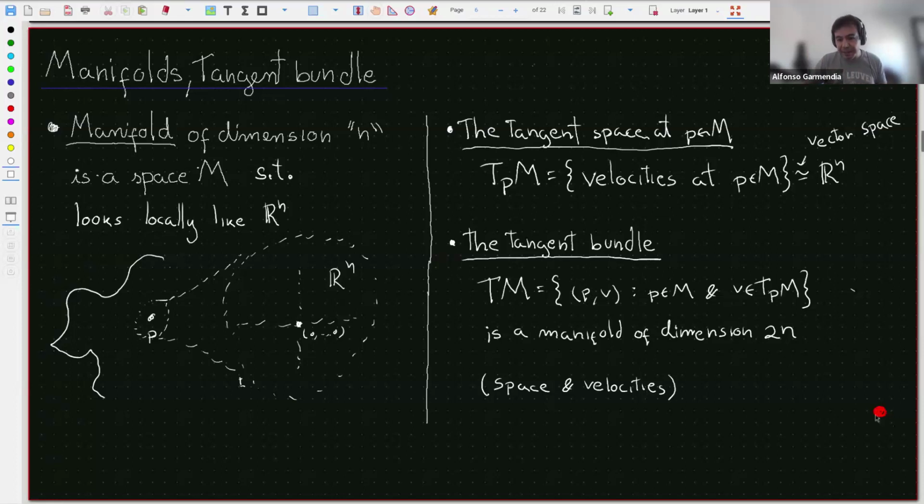When there appears a red dot here, it means I am going to erase everything. So, should I continue? I cannot see your faces, but I guess you can continue. Yes, please.